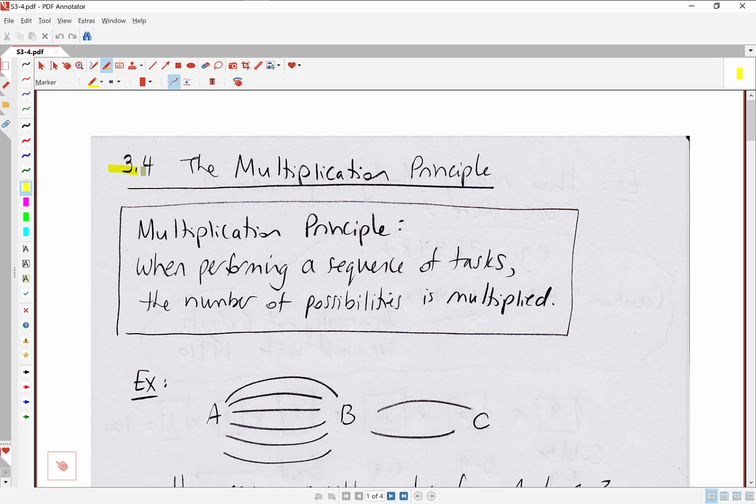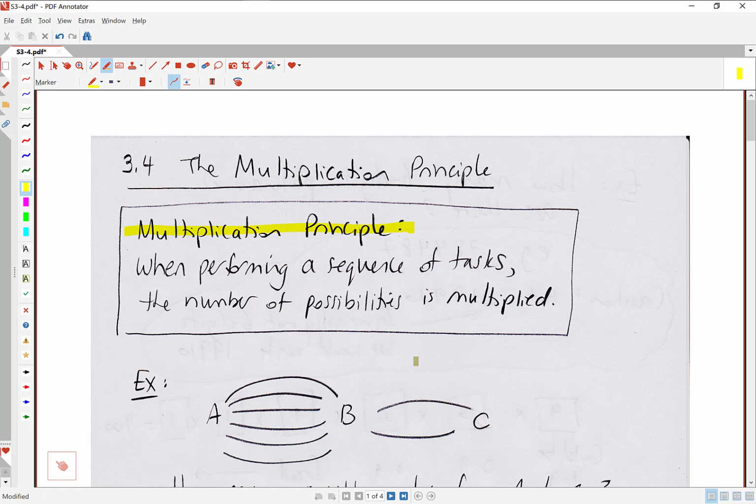In this video, we're going to be looking at the multiplication principle. So for this video and the next few videos, we're going to be asking how many ways can something happen? And this counting of the number of ways to do something is going to set us up for probability in Chapter 4. Here's the main rule that we're going to be using in this video. The multiplication principle says, when performing a sequence of tasks, the number of possibilities is multiplied.